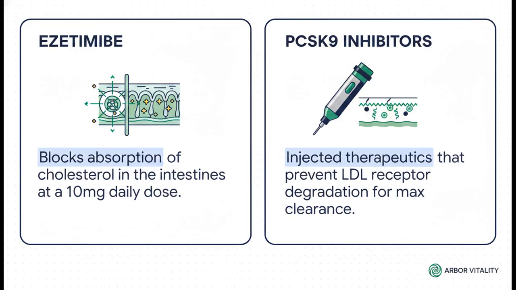Then we have PCSK9 inhibitors, like evolocumab. These are injected just twice weekly or monthly, and they work by preventing the degradation of your LDL receptors. Essentially, it stops your body from throwing away its own LDL recycling bins, which keeps your natural clearance system running at absolute maximum capacity. It is brilliant science.